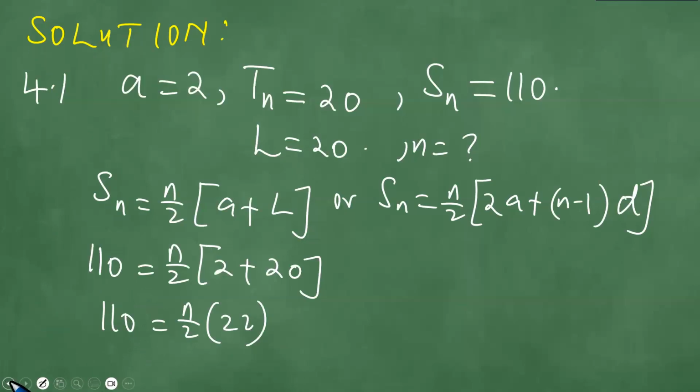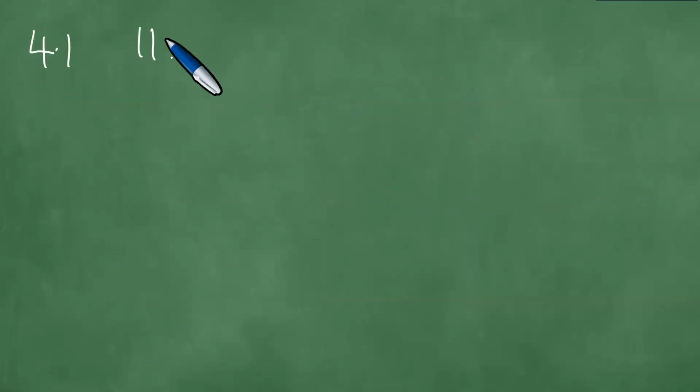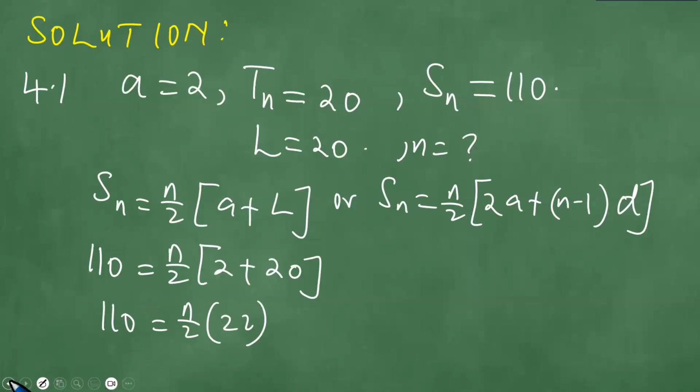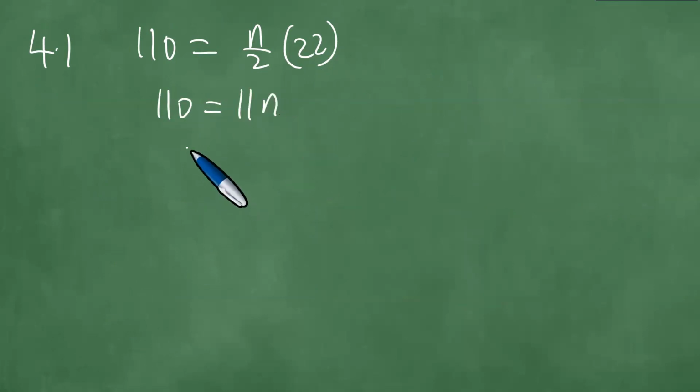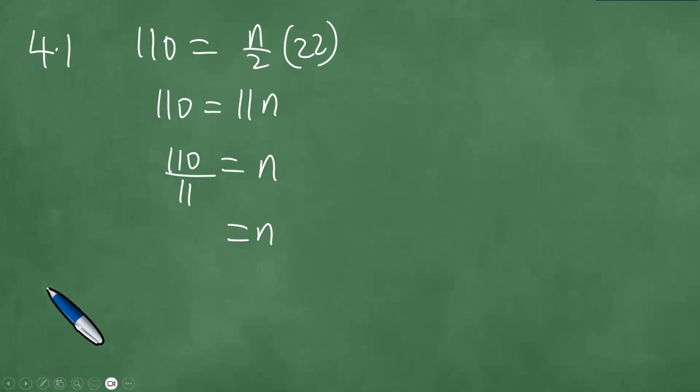So which means you have 110 equals n over 2 times 22, so 110 equals 11n. So which means that you divide now.